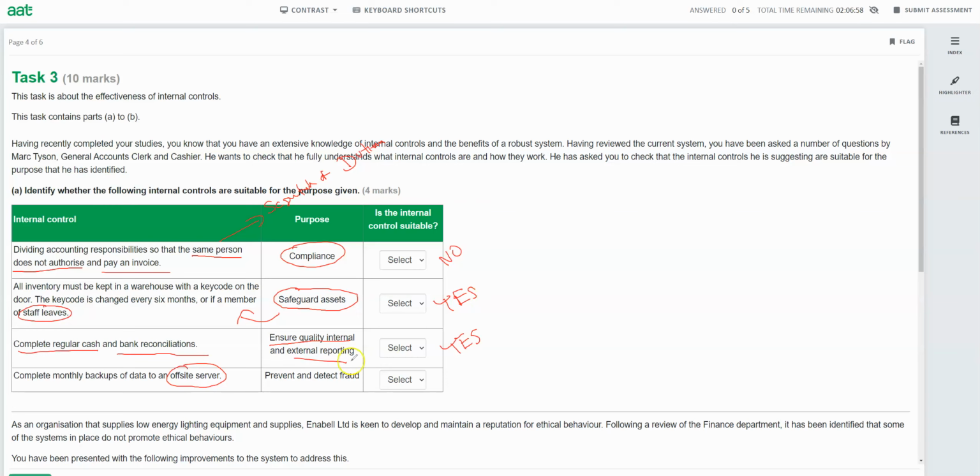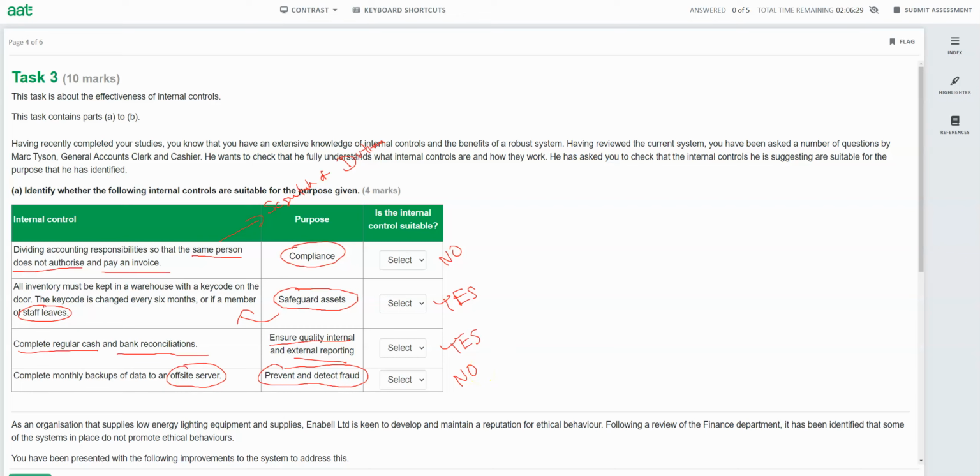And the purpose here says prevent and detect the fraud. Remember that whether we keep the backup on the hard drive, in the computer, in the cloud or in Dropbox, it will not prevent or detect the fraud because it's just a backup. We'll say it is not the right control for this purpose. We'll say no. So you have 4.